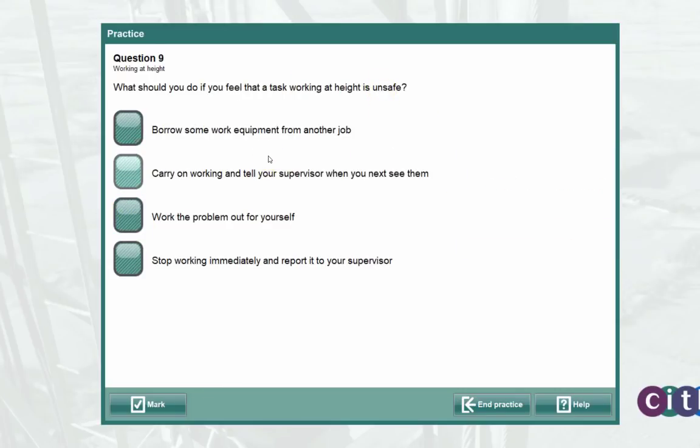What should you do if you feel that a task working at height is unsafe? Carry on working and tell your supervisor when you next see them. Work the problem out for yourself. Stop working immediately and report it to your supervisor.